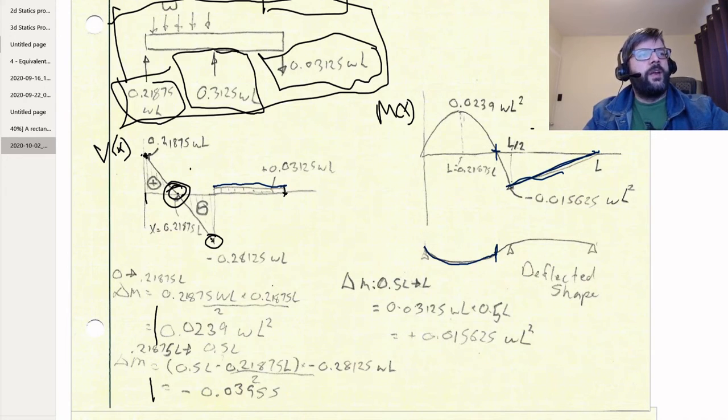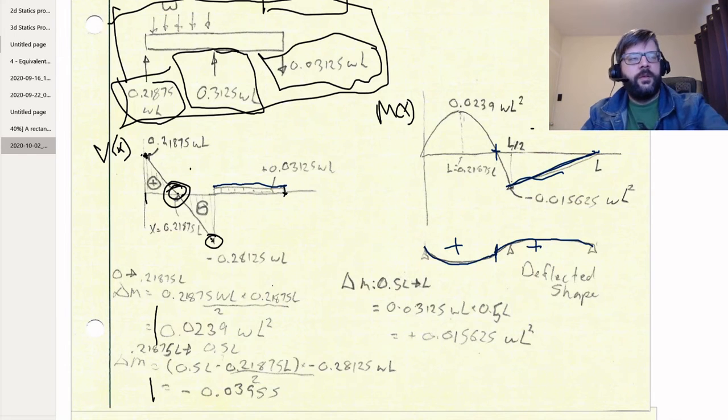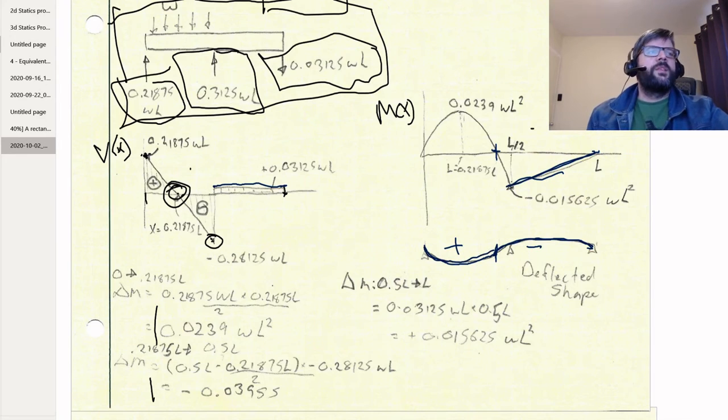So over here, we've got a positive curvature, so it's curving in a concave manner. And then over this entire area, it's the opposite. It's got a negative moment in that section, so it's curving downwards. It's a frowny face type curvature, whereas on this side it's a smiley face type curvature. So that's our deflected shape.